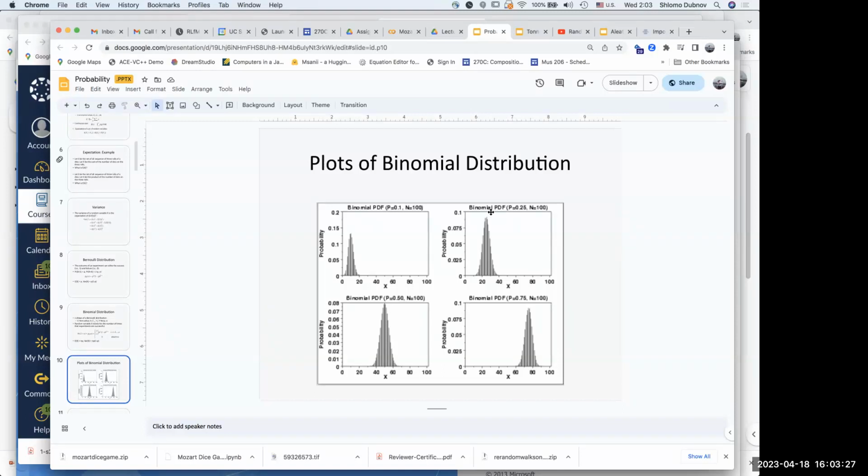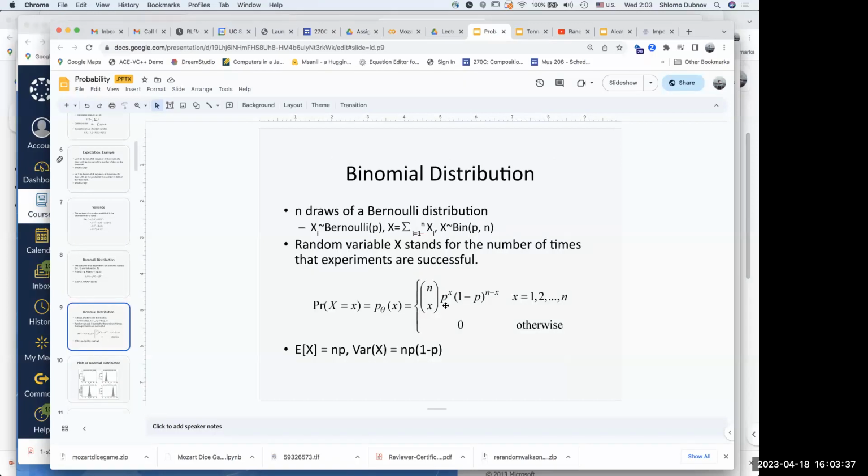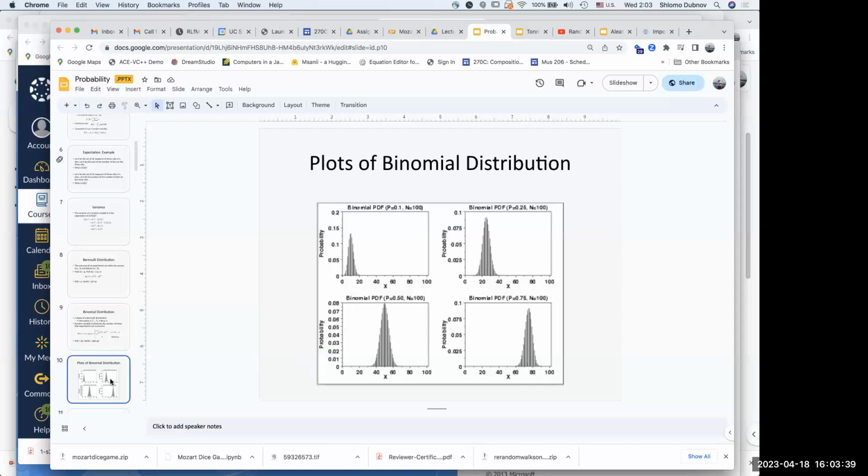So this starts looking like a bell-shaped curve, which is typical for a Gaussian distribution. And this bell-shaped curve is really shaped by this n over x permutations. So depending on the p itself, all of these experiments are for 100 coin flips. That's what makes this shape.